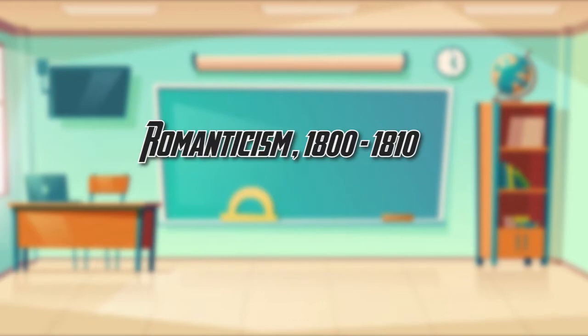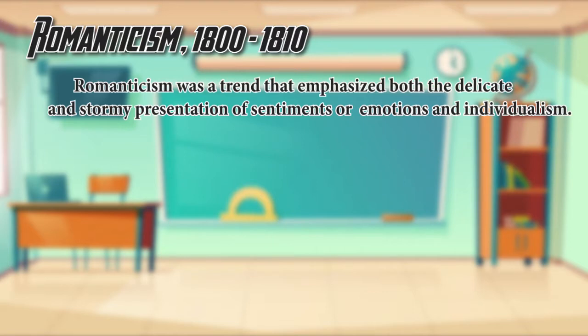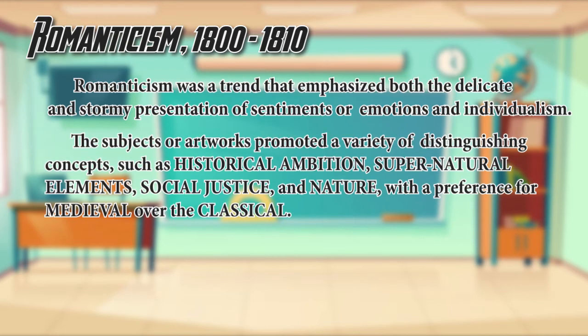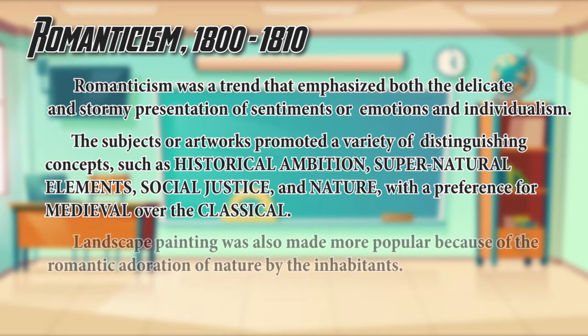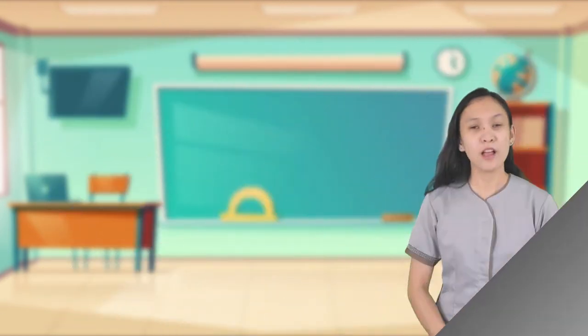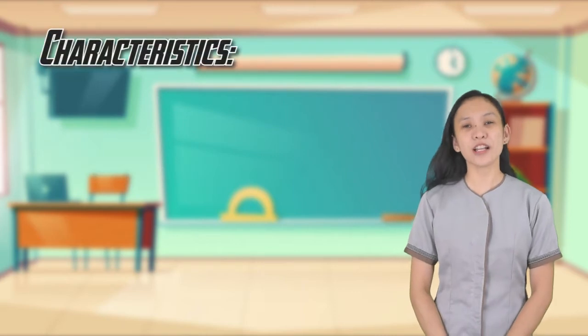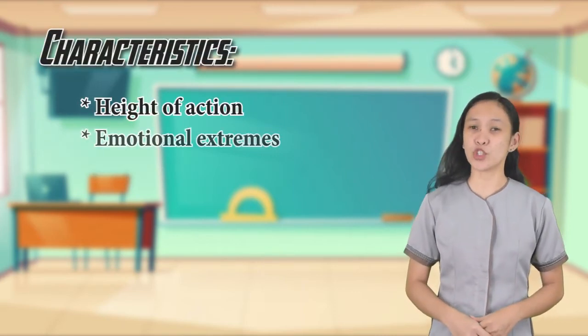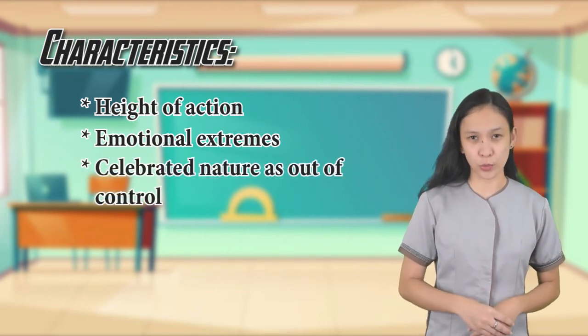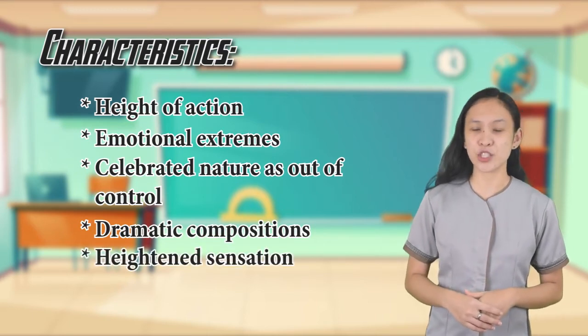Romanticism, 1800s to 1810. Romanticism was a trend that emphasized both the delicate and stormy presentation of sentiments or emotions and individualism. The subjects of artworks promoted a variety of distinguishing concepts such as historical, ambition, supernatural elements, social justice, and nature, with a preference for the medieval over the classical. Landscape painting was also made more popular because of the romantic adoration of nature by inhabitants. Romanticism was a reaction to the classical contemplative nature of neoclassical pieces. Characteristics: height of action, emotional extremes, celebrated nature as out of control, dramatic compositions, and heightened sensation.